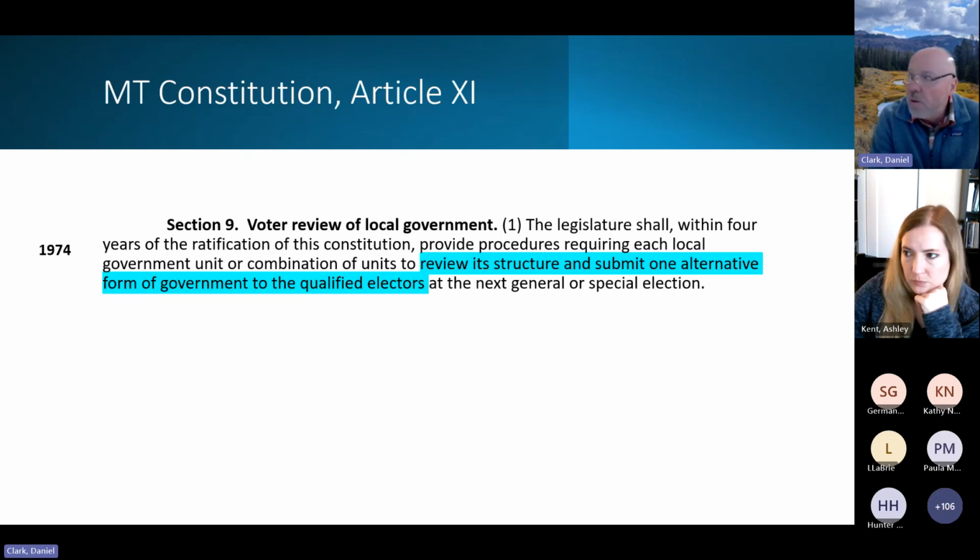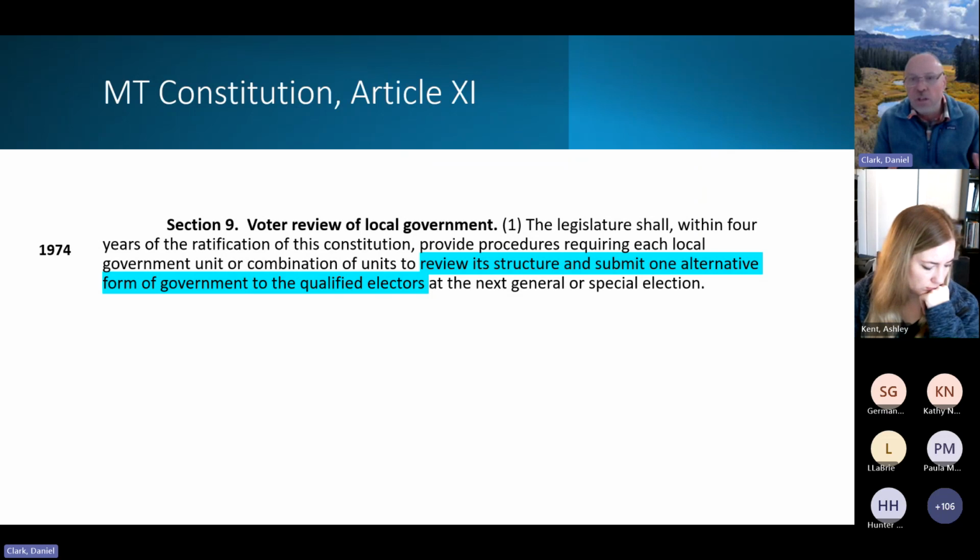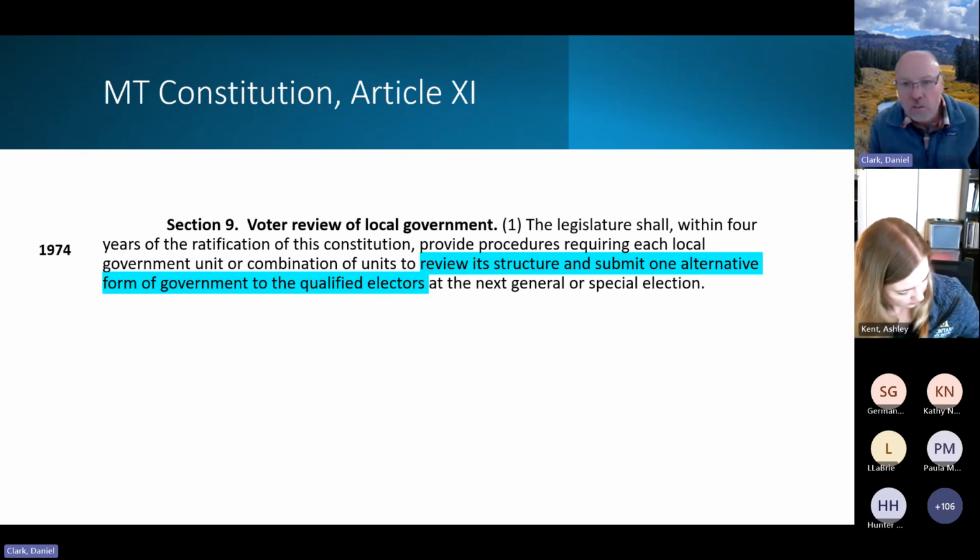So the legislature shall, within 4 years of ratifying the Constitution, provide procedures for requiring each local government unit or combination of units to review its structure and submit one alternative to local government qualified electors at the next general election. So what's that saying? In 1974, all cities and all counties went through this voter review. It was a chance. We have a new constitution. We have new statutes outlining the structure of local governments.